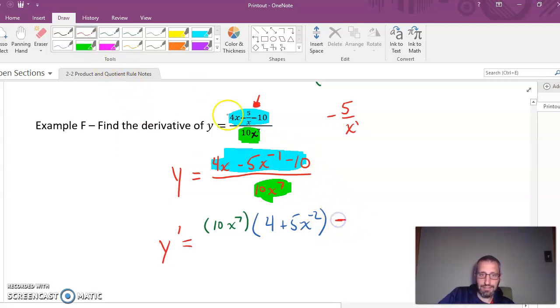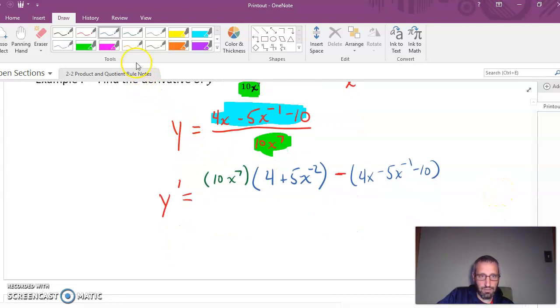Minus high function. So let's copy high. 4x minus 5x to the negative first minus 10. And then we can take the derivative of low. What do we have? 7 times 10, so 70x to the 7 minus 1 is 6 power.